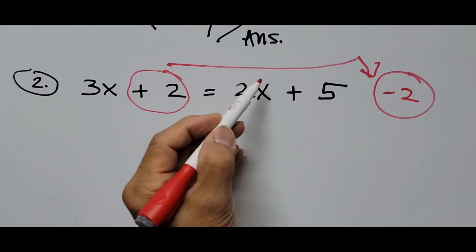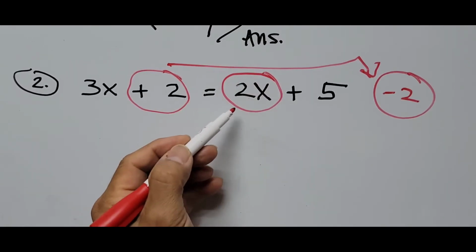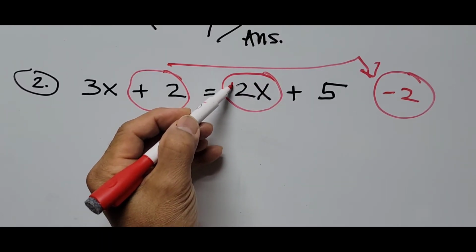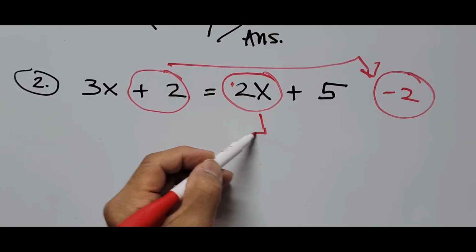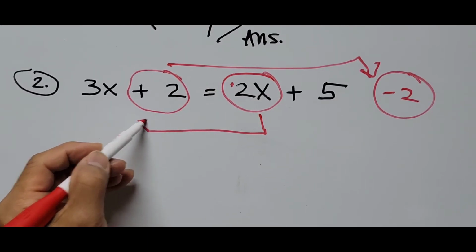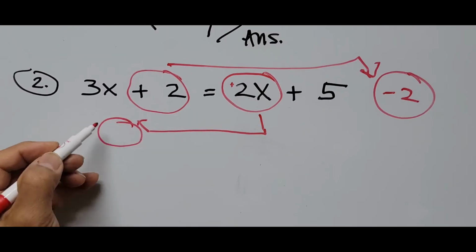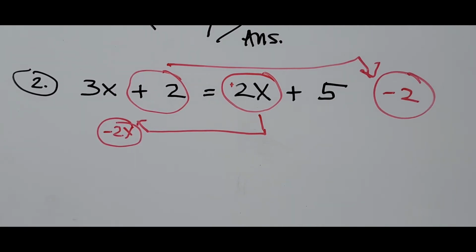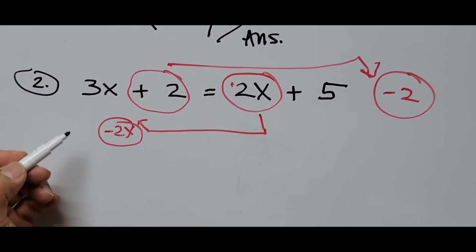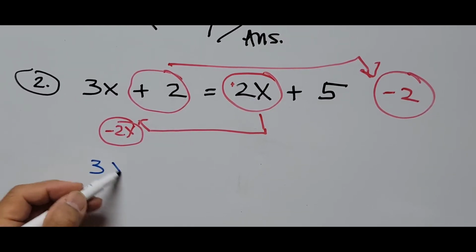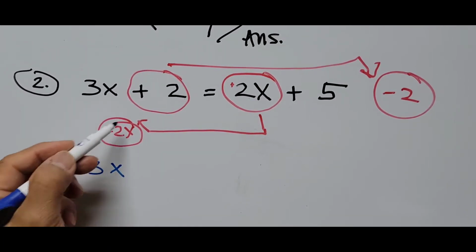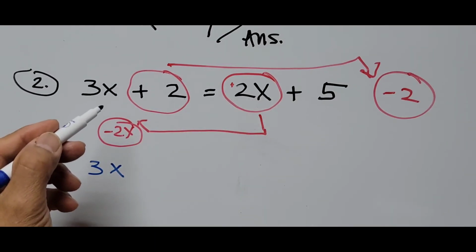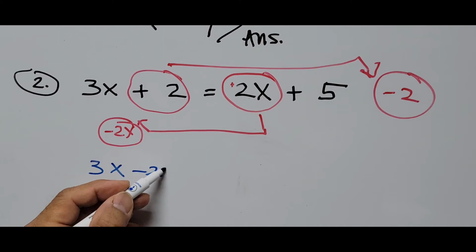And this 2x is assumed as positive right there. If you move that to here, it will become minus 2x. Would you agree? Okay, so let's go on. What we have left over here is 3x. My 2x over there, transposed over here, becomes minus 2x.